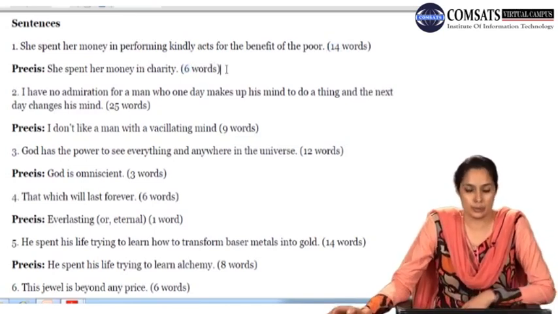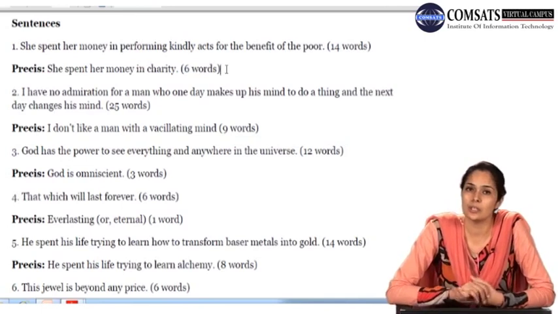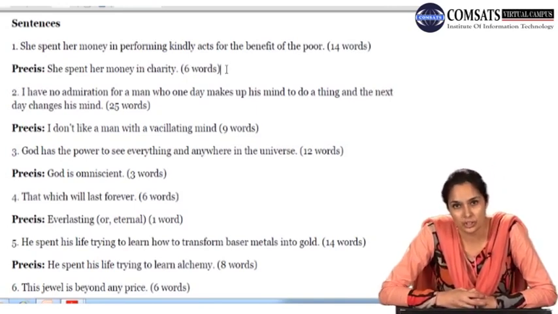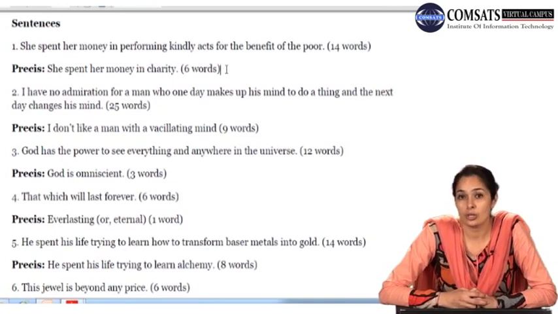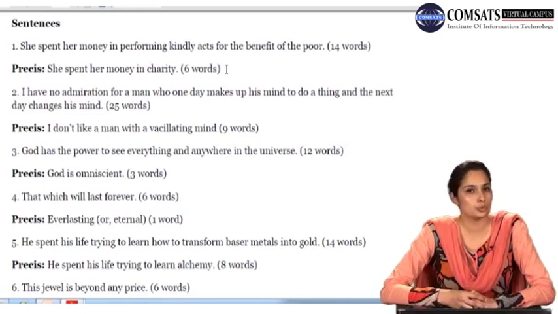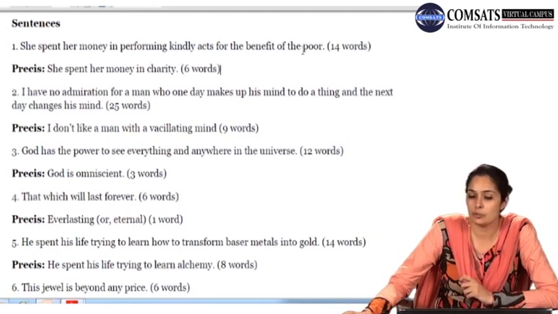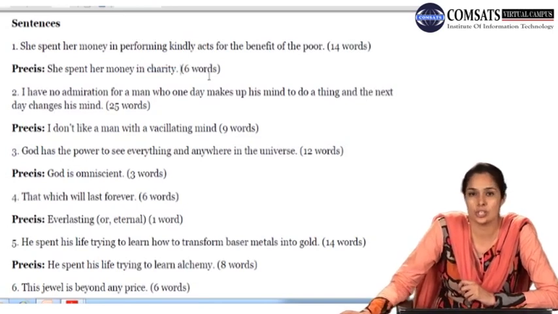This is how you have to go about it. Now mostly while doing your Prezis, most of the times we come up with phrases जिनका हमें one word substitute मिल जाता है. कभी कभार we change longer phrases into certain adverbs जो उसके exact meaning में आते हैं. You are not supposed to change the meaning. We haven't changed the meaning here. Performing kindly acts for the benefit of the poor is exactly what charity means. We simply cannot take the risk of changing the meaning of the word. So this is how you have to go about it. Your 14 word sentence changed into a 6 word sentence.